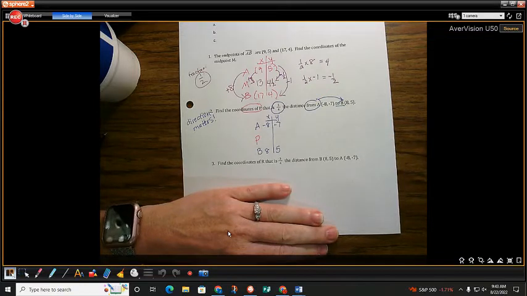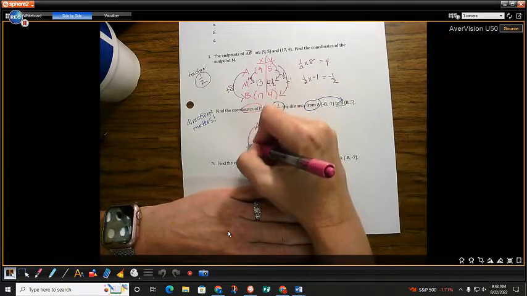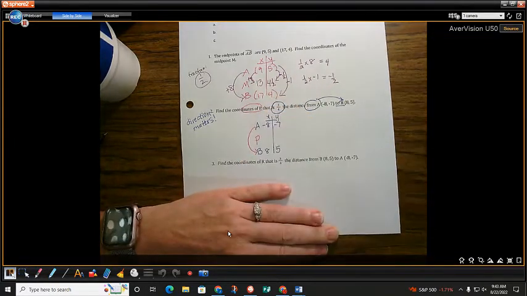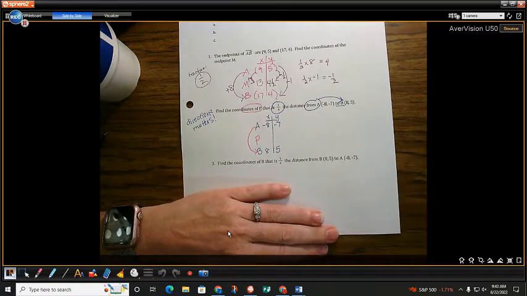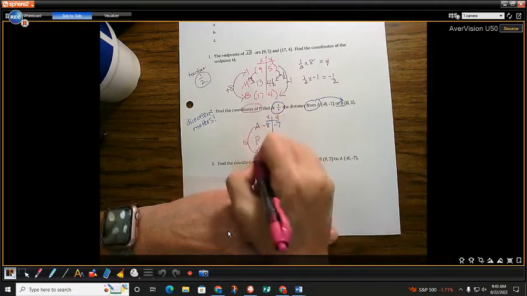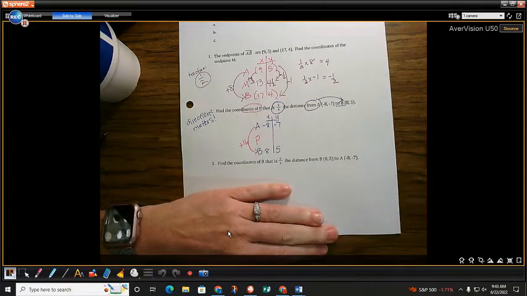Is P halfway? Of course not, that would be too simple. So we think, oh, okay, what is my full distance from A to B? From -8 all the way up to +8. It's 16, so I went up 16.